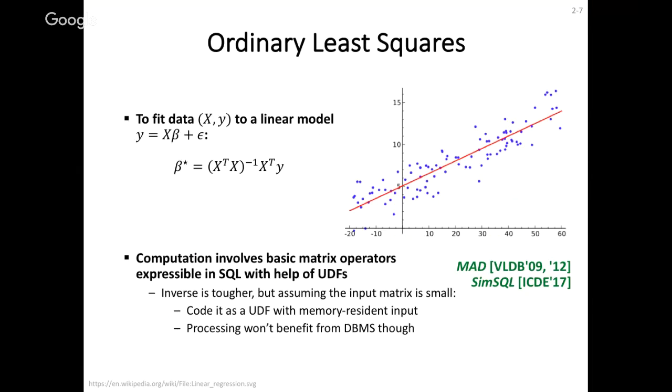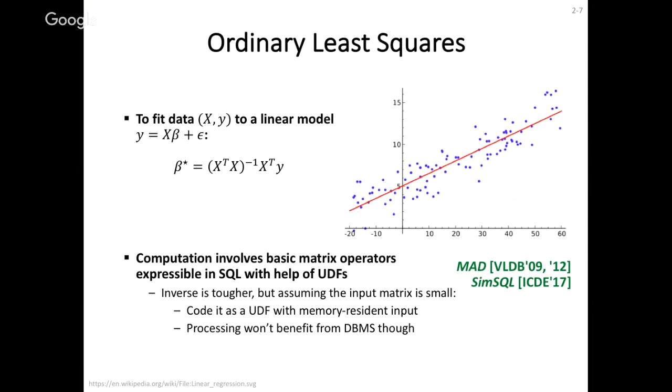So the best fit actually can be expressed in closed form in this formula. It's X transpose times X, matrix multiply, and then take the inverse of that, and then matrix multiply with X transpose, and do a matrix-column vector multiply with Y. Okay?